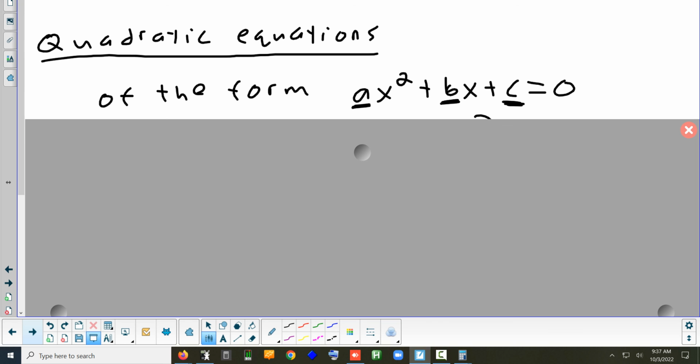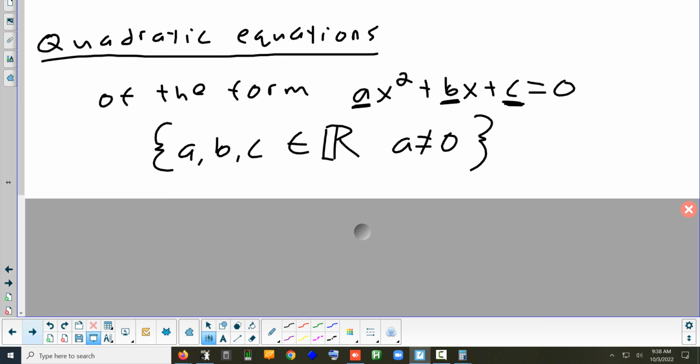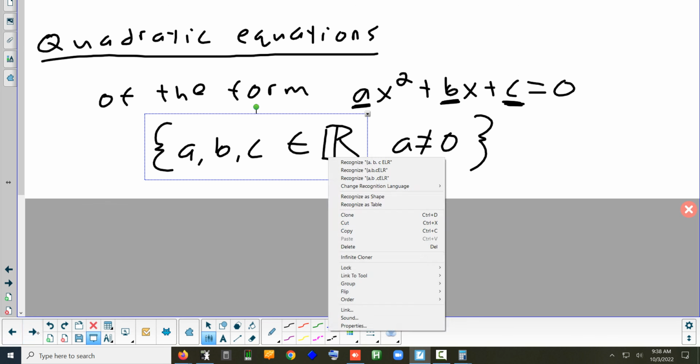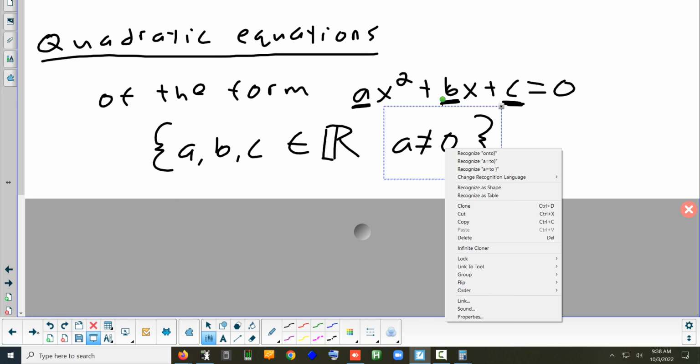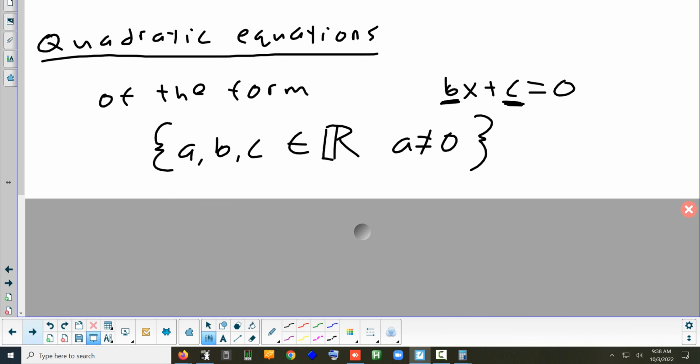Because if you let A equal this, then basically you wipe this out completely. Yeah? 0. Yeah, A can't be 0. So A, B, and C can be any real number that you want, except A cannot be 0. Because if A is 0, now you have this. Well, now you've made it linear. That's not quadratic.